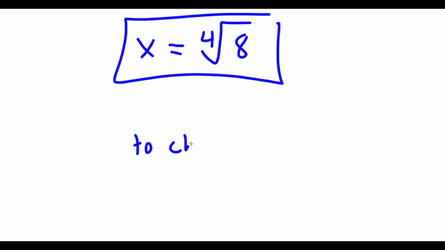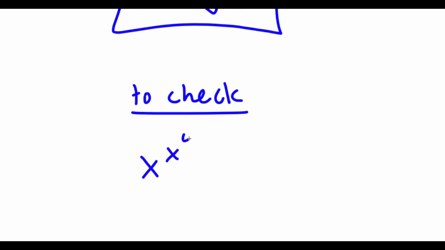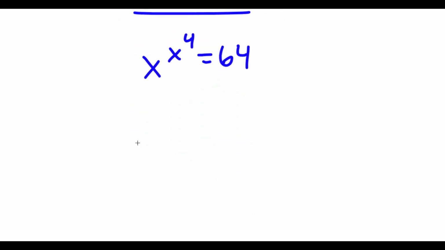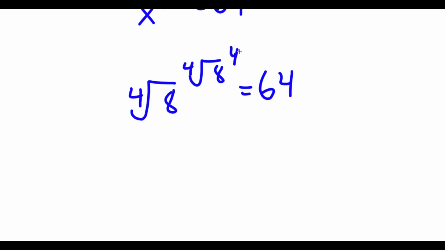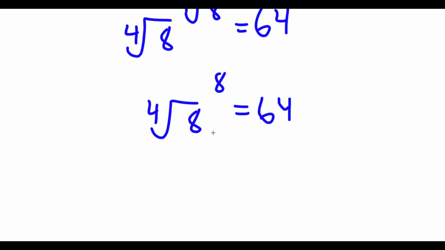So now to check, my original equation was x to the power of x to the power of 4 is equal to 64. x is equal to the fourth root of 8, so now I have the fourth root of 8 to the power of the fourth root of 8 to the power of 4 is equal to 64. Now the fourth root of 8 to the power of 4 is simply 8, so now I have the fourth root of 8 to the power of 8 is equal to 64.